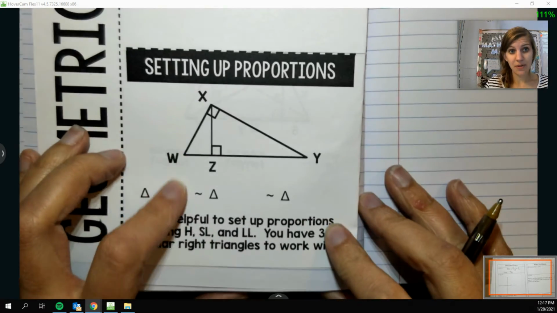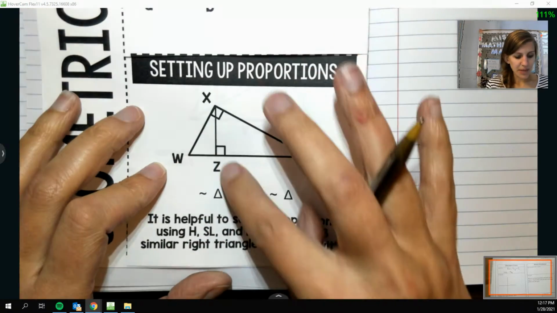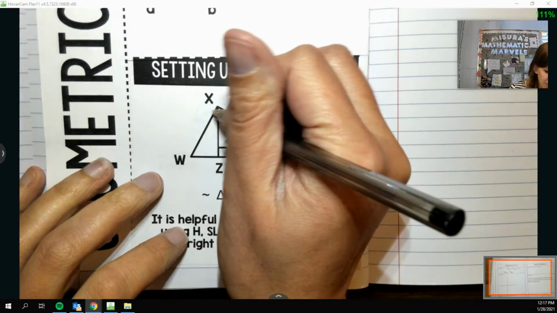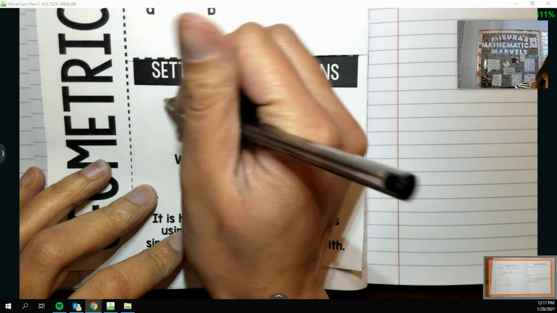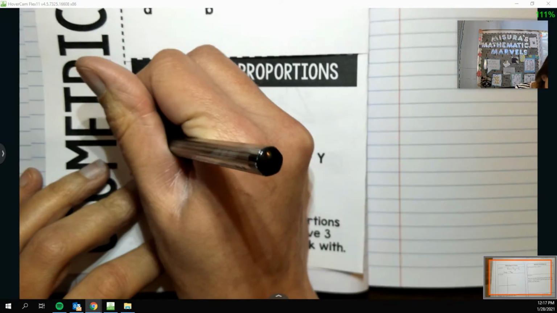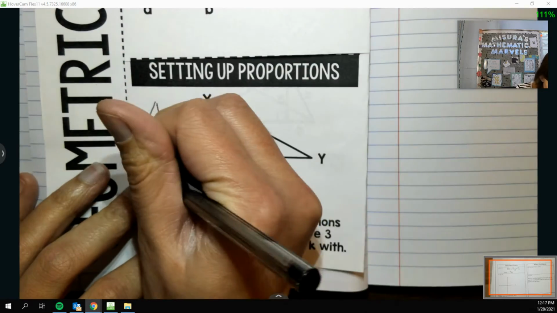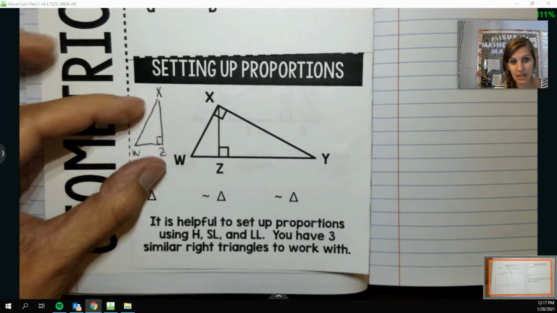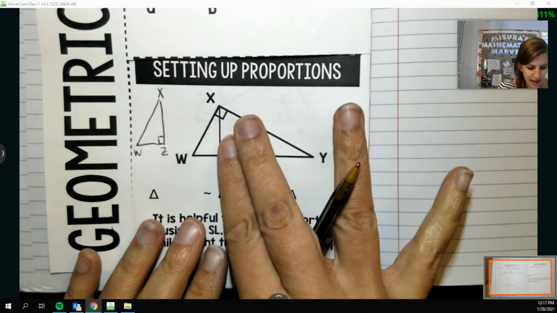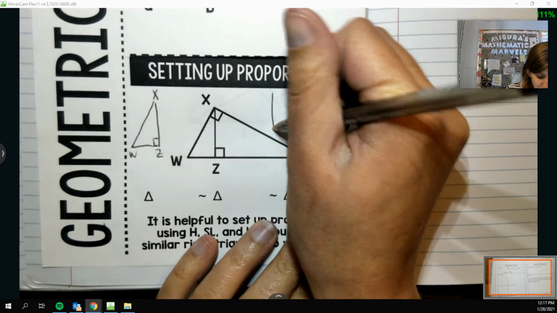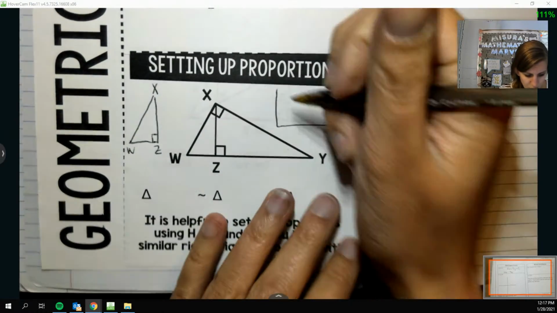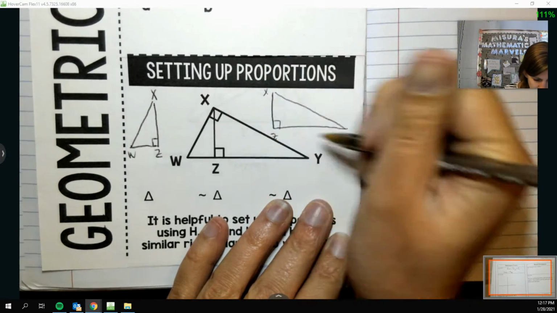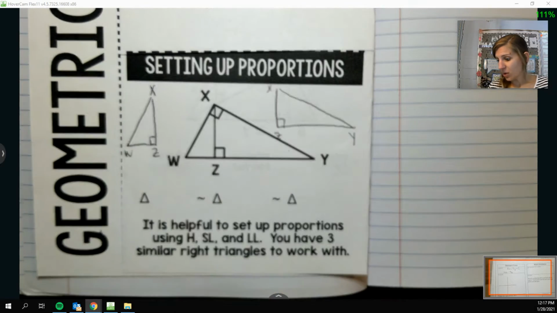So if I do that sort of thing and drop this altitude down, what I really get are three right triangles. I have this small right triangle over here. Let me redraw because, again, it can be helpful to see. So that's W, Z, X. So we're kind of pulling this little right triangle off over here. We also have this middle right triangle, like the medium right triangle on this side. So X, Z, Y. And then you have the whole thing.